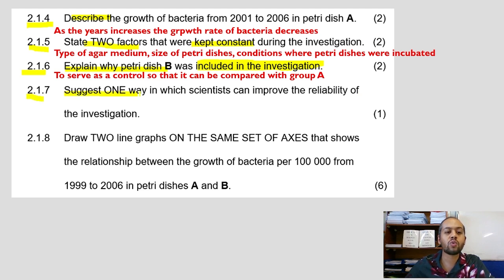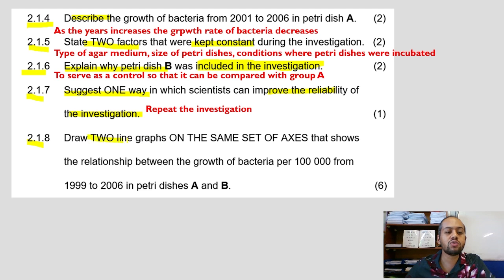2.1.7 says suggest one way in which scientists can improve the reliability of the investigation. Now remember that there are 5 things that you can do to improve reliability. It's repeat the investigation, increase the sample size, calculate the average of the readings, increase the time period of the investigation, as well as select a random sample. So any one of those would have been correct. The easiest one we could have stated was repeat the investigation.